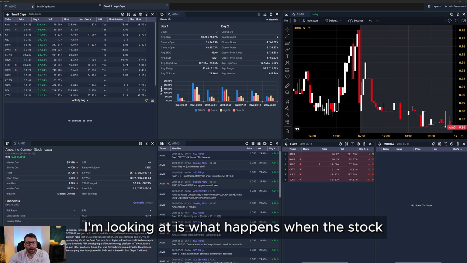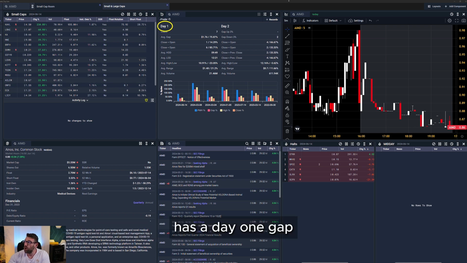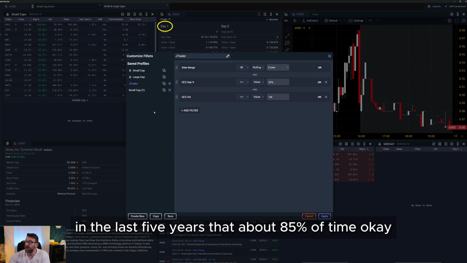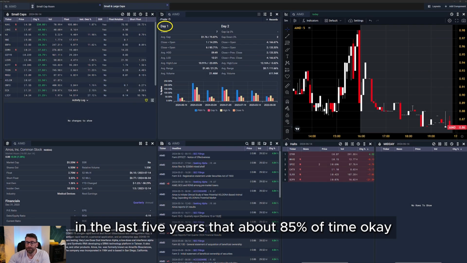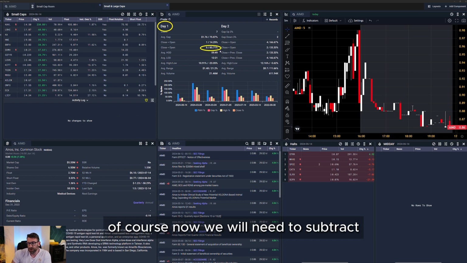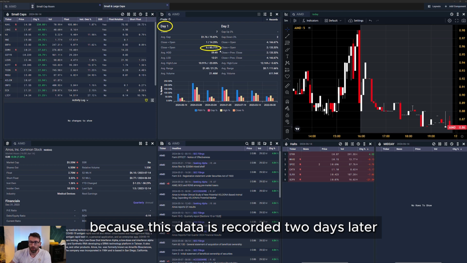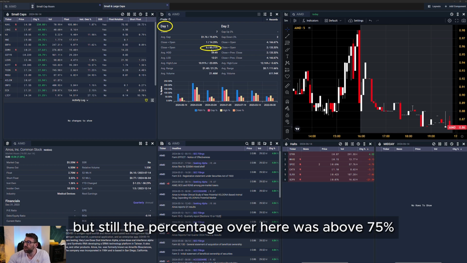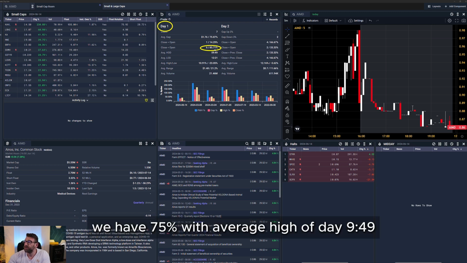The second aspect that I'm looking at is what happens when the stock has a day one gap, and we can see over here, with at least a 20% gap or at least 1 million volume traded in the last 5 years, about 85% of the time. Of course, now we will need to subtract because this video is recorded 2 days after that gap. So we have to subtract 1, but still the percentage over here was above 75%. We have 75% with an average high of the day of 9.49.